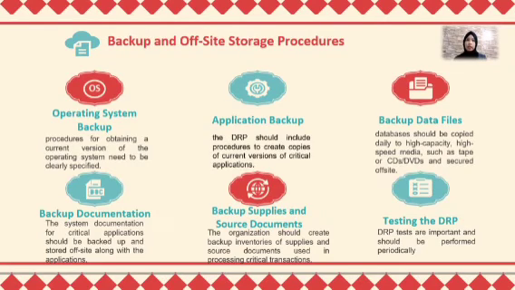Backup supplies and source documents is the next procedure, and the organization should create backup inventories of supplies and source documents used in processing critical transactions. An example of critical supplies are check stocks, invoices, purchase orders, and any other special purpose forms that cannot be obtained immediately. The DRP should specify the types and quantities needed of these special items.